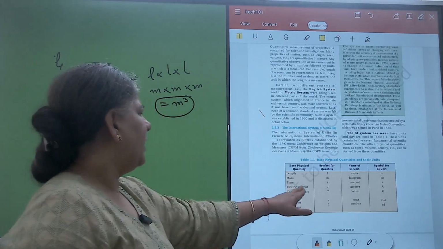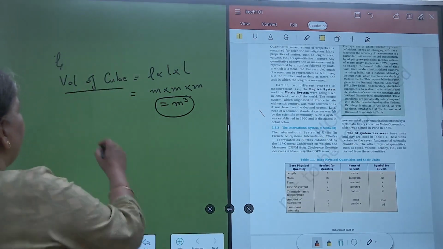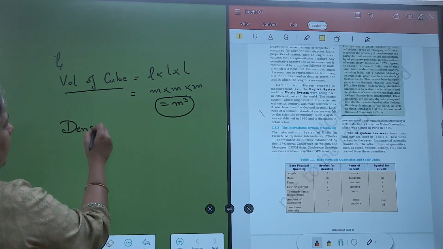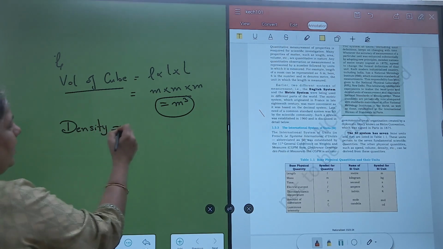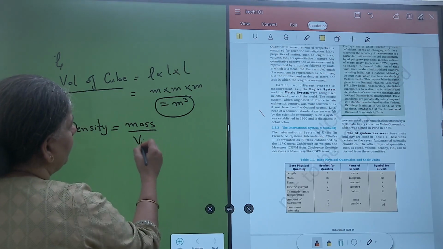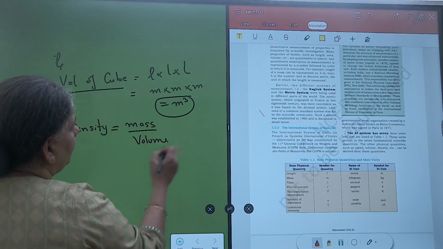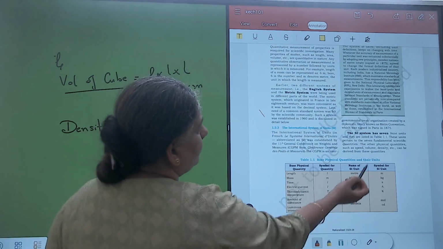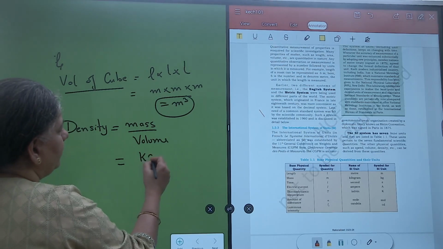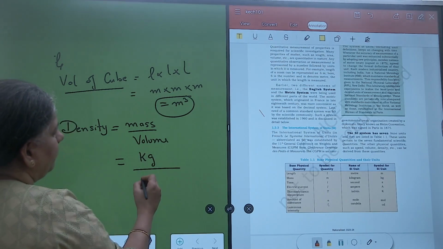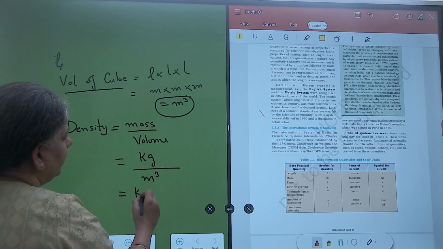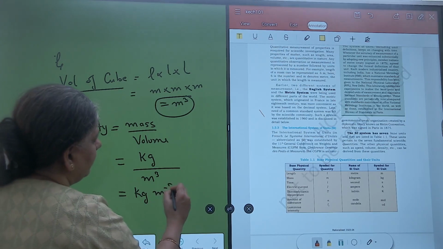For example, if we take density, density is a derived unit. It is defined as mass per unit volume, that is mass upon volume. We know mass is again a basic unit, measured in kg, the SI unit is kg, and volume is a derived unit measured in meter cube. So this kg per meter cube is a derived unit.